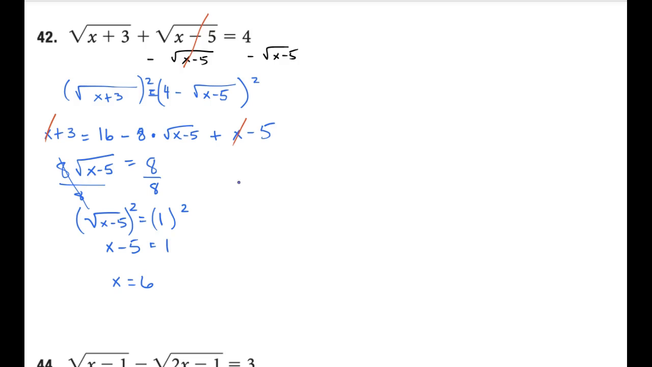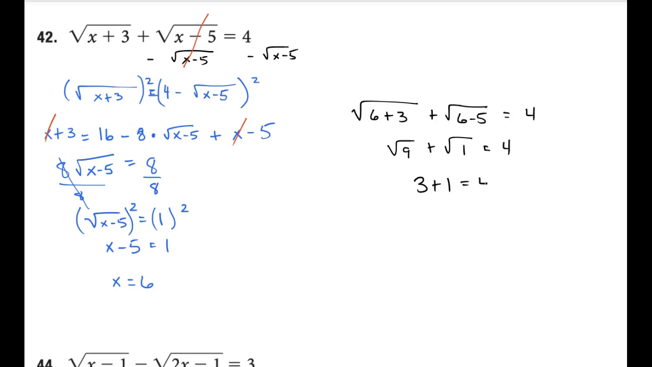Okay, so checking that is actually really easy. You just say the square root of 6 plus 3 plus the square root of 6 minus 5. I'm just putting 6 in everywhere I see an x, equals 4. So square root of 9 plus the square root of 1 equals 4. And that's 3 plus 1 equals 4. And that is true. So this was our check.